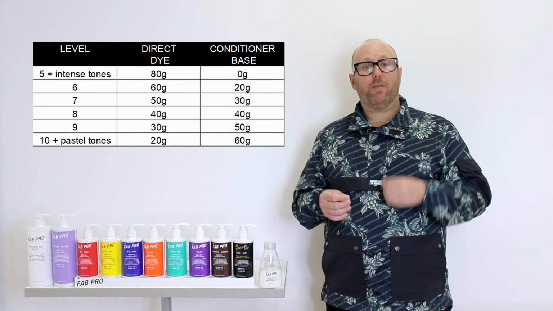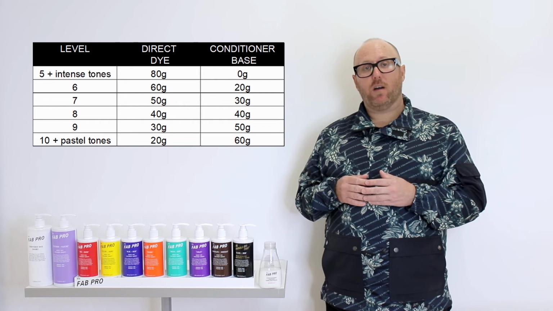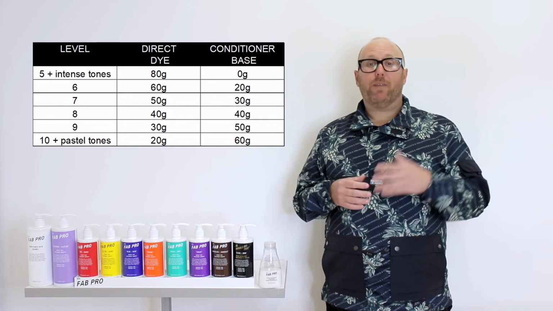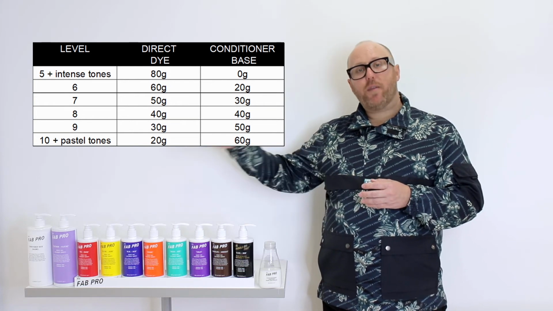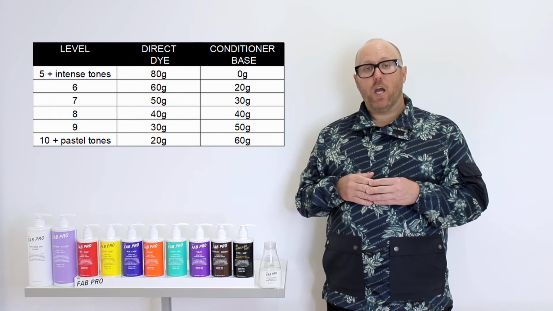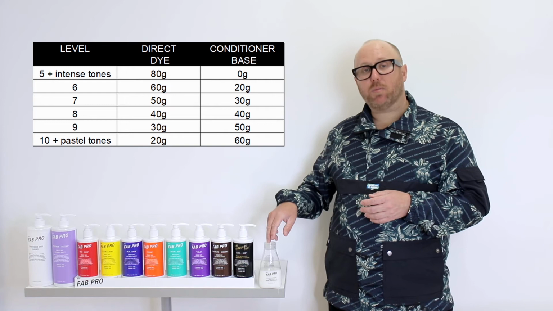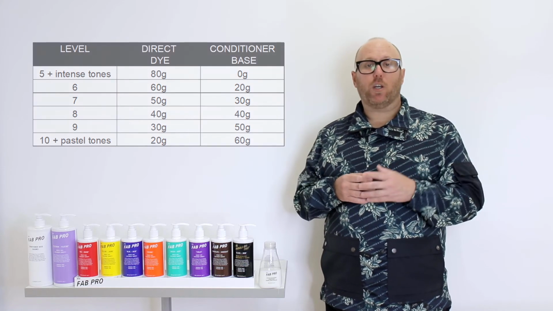For example, if the end level of their colour is a level 6, you'll need 60 grams of the direct dyes and 20 grams of the back bar conditioner base. Alternatively, if their end level is a 7, you'll need 50 grams of the direct dyes and 30 grams of the back bar conditioner base. The great thing about this table is it tells you how much of the direct dyes you need in each blank base so that you can concentrate on the combination to perfectly complement your client's colour.